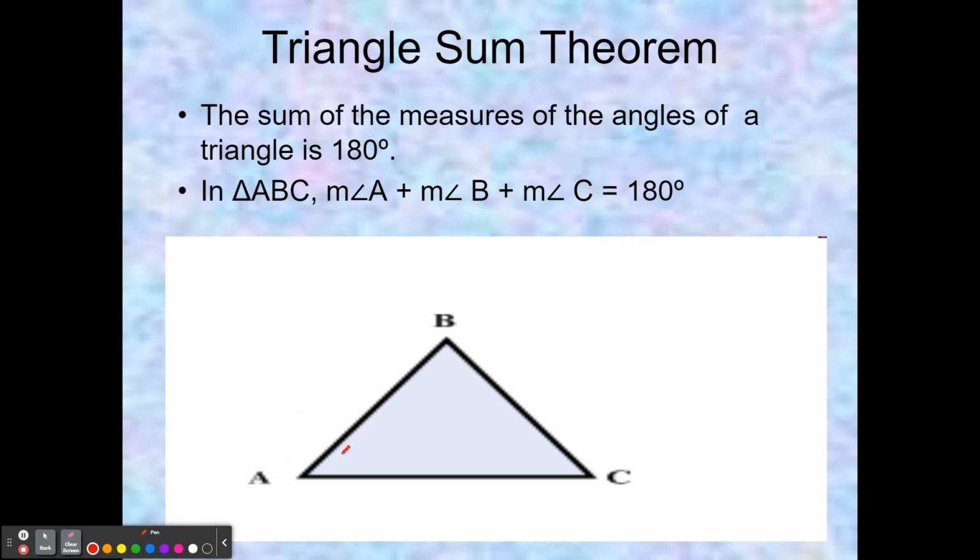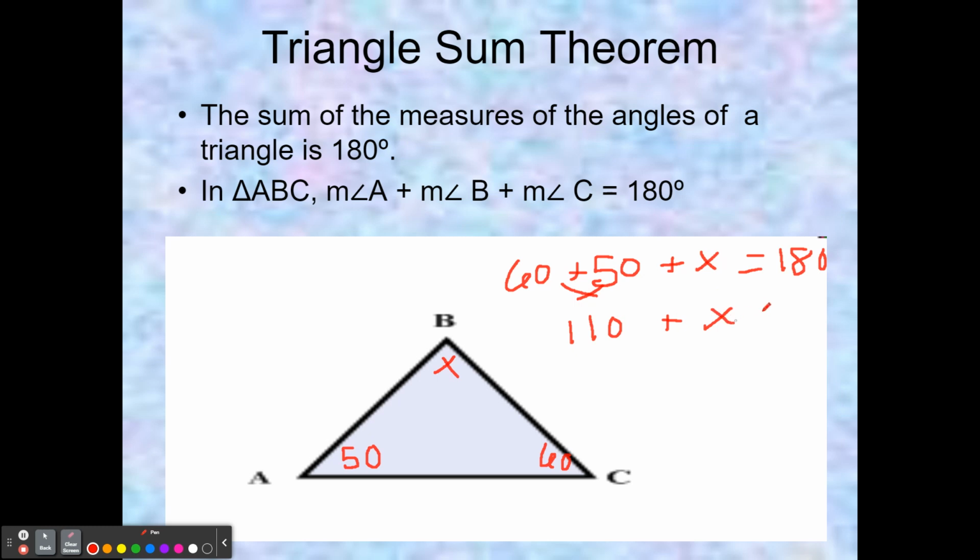If I tell you that we have this one being, let's say, 50, and this one being 60, and we need to solve for x, what would we do? All I would do is 60 plus 50 plus x equals 180. I can combine my like terms here. I get 110 plus x equals 180. I can get rid of my 110, and we just found out that x is equal to 70.